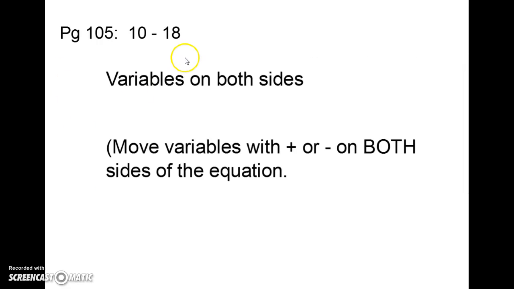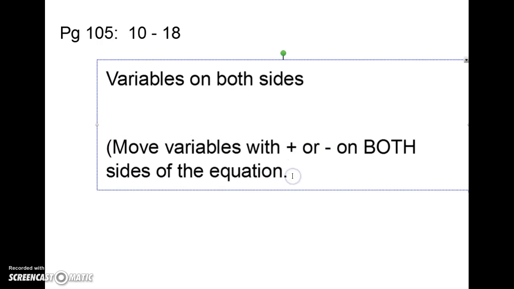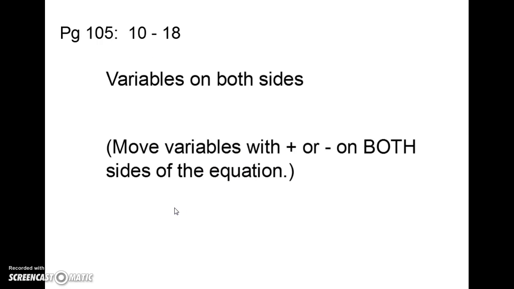On page 105, that's going to be variables on both sides, as we have to move the variables by adding or subtracting them on both sides of the equation. We can't combine them like we could when they're on the same side, because when they are separated by that equal sign, we have to move them around, doing addition or subtraction of our variable on both sides of the equation.